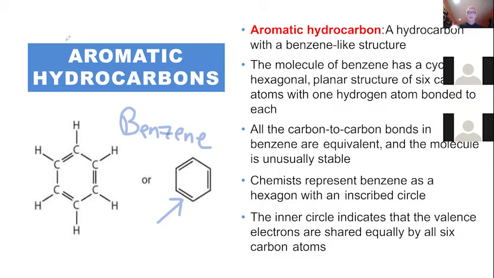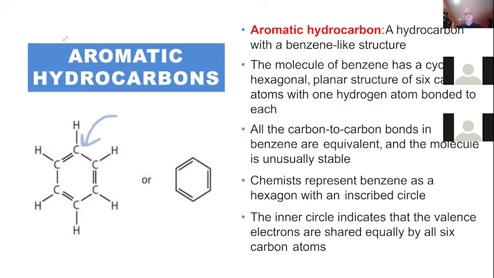They are hexagonal, and as I mentioned, they are planar. They are super, super flat. All the carbons are equivalent, and the molecule is super, super stable. You can draw it like that, or again, draw it like this. Either way, either one is correct. This is what the Lewis structure would look like.